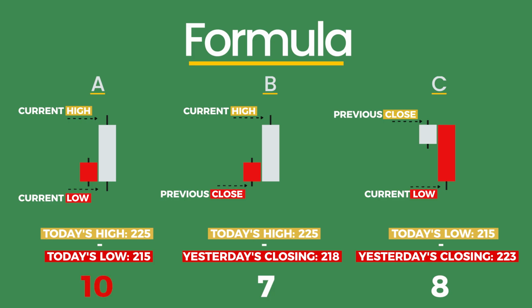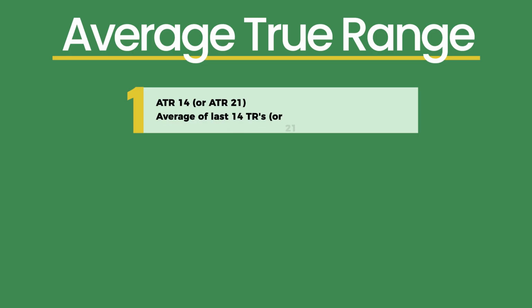So what is the true range measuring? It is measuring the volatility of the stock versus today and versus yesterday. It always takes into account today and yesterday, and it picks the highest of the three values: today's high minus today's low, today's high versus yesterday's close, and today's low versus yesterday's close. Now, what is the average true range? It's basically the average of the true range over the last 14 days, called ATR 14.